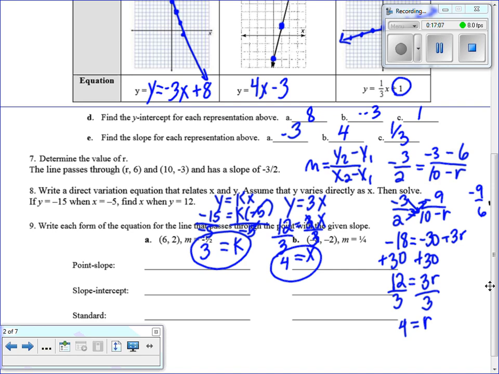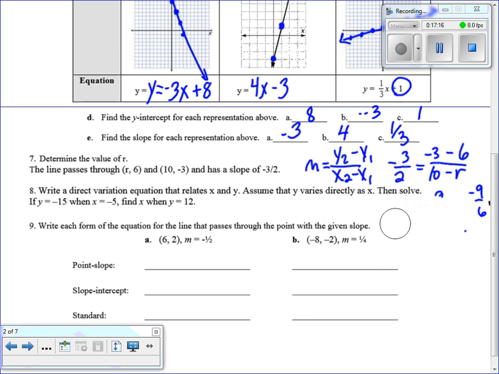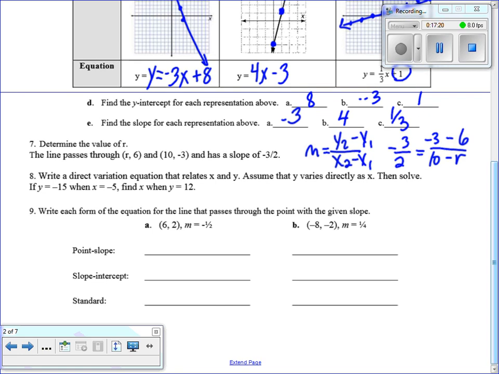All right. The bottom part says write the equation for the line in point-slope form, then in slope-intercept, and then in standard form. So let's start with this. We're going to write it in point-slope form first. Our point-slope form equation for this one will be y minus 2 equals negative 1/2 (x minus 6). Then we'll distribute the slope so that we can get it into slope-intercept form.